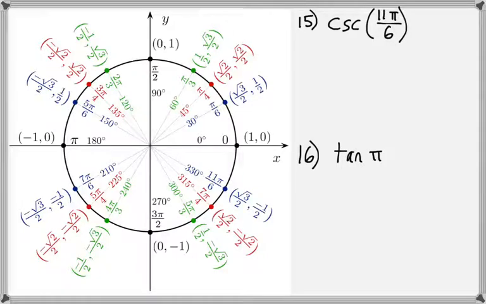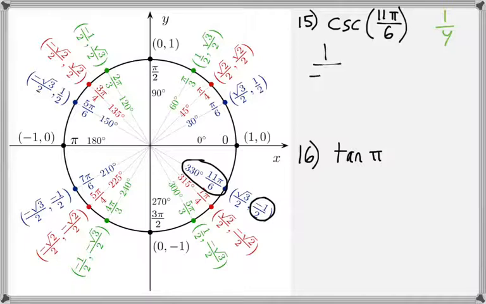Continuing with finding the trig functions of certain angles, 15 asks us to find the cosecant of 11 pi over 6. Now to find cosecant on the unit circle, we need to locate 11 pi over 6 and then do 1 over the y value. So 11 pi over 6 is right here. So if I look at the ordered pair, the square root of 3 over 2 comma negative 1/2, I'm just going to take the y coordinate and then do 1 over that.